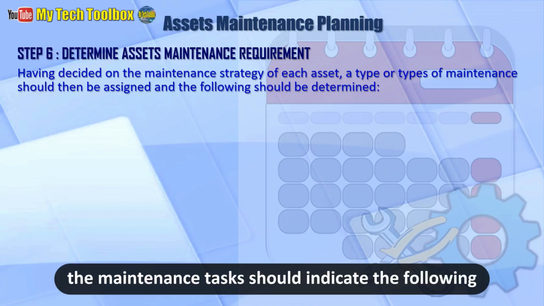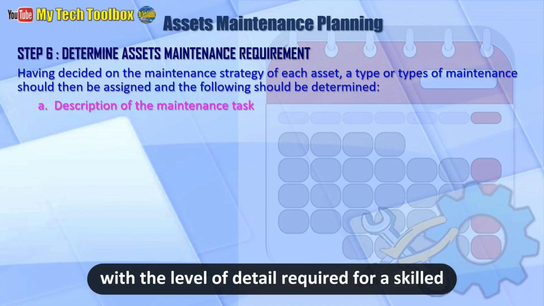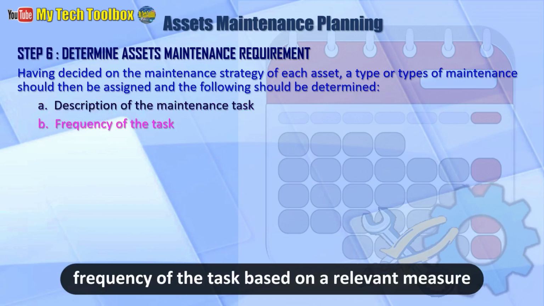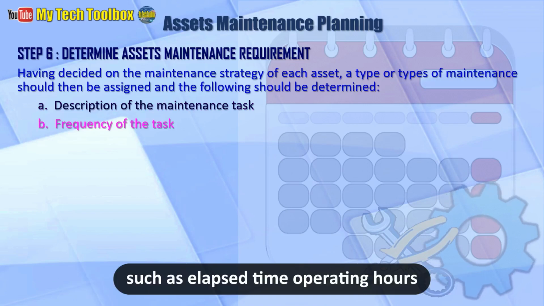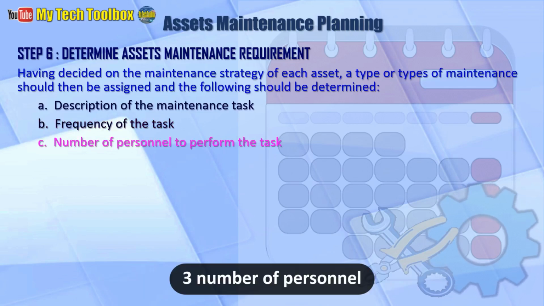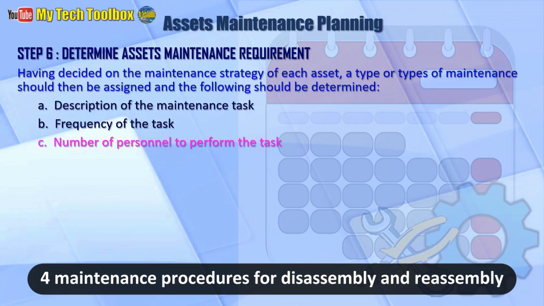The maintenance tasks should indicate the following. 1. Description of the maintenance task, with the level of detail required for a skilled maintenance person. 2. Frequency of the task, based on a relevant measure such as elapsed time, operating hours, number of operational cycles, or distance. 3. Number of personnel, skill level, and time required to perform the task. 4. Maintenance procedures for disassembly and reassembly.